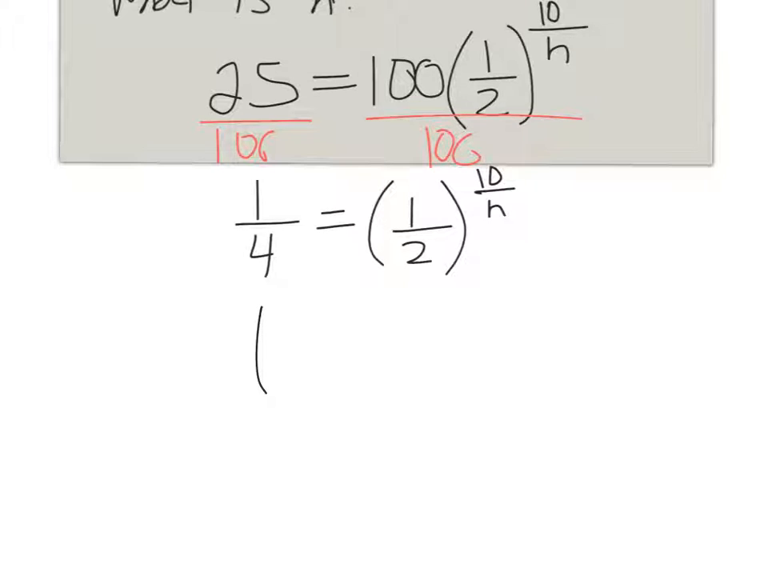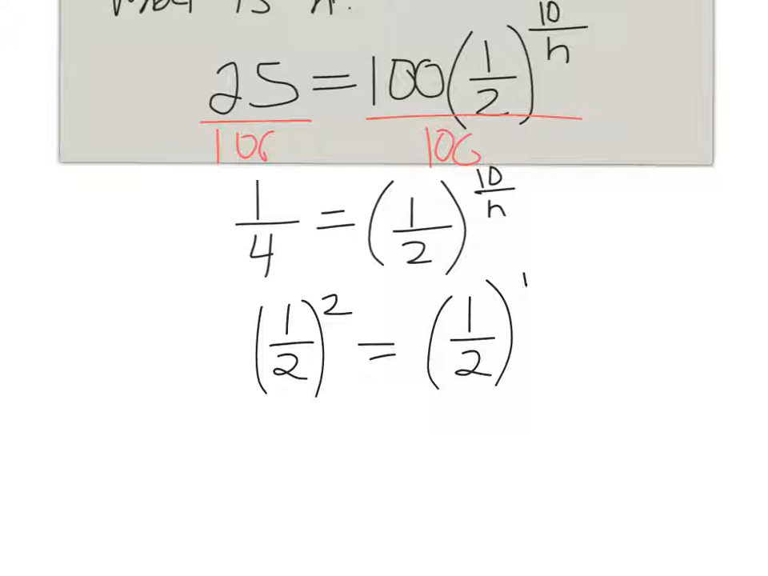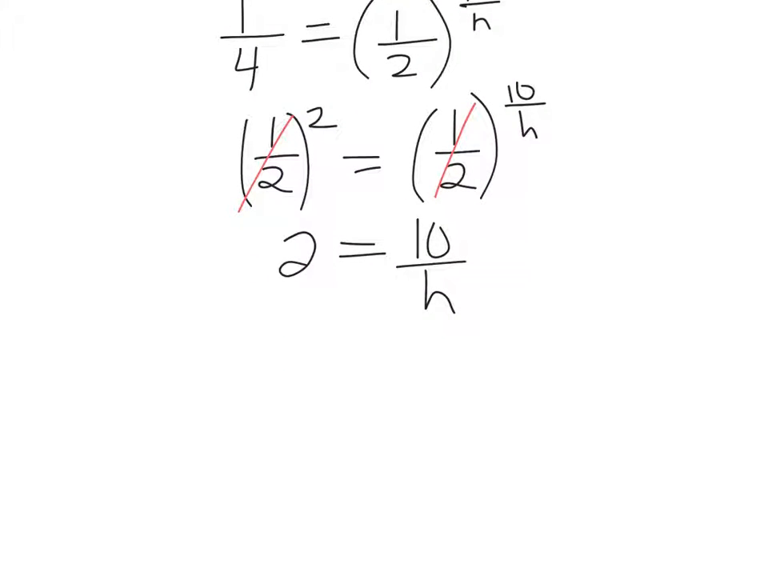But personally, I would have probably done it this way. A quarter is just a half squared, and knowing that, they're the same. Then we have a half to the power of 10 over h, and just like the ones we were doing before, those are the same, so I can cross them off. So I get 2 equals 10 over h. And then a whole bunch of grade 12 students panic because they don't know what to do. They're like, what do I do with the h's on the bottom? Or I get a lot of people who say it's 20, which doesn't actually make sense.